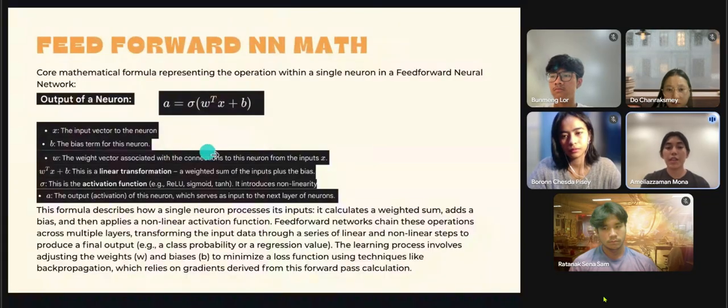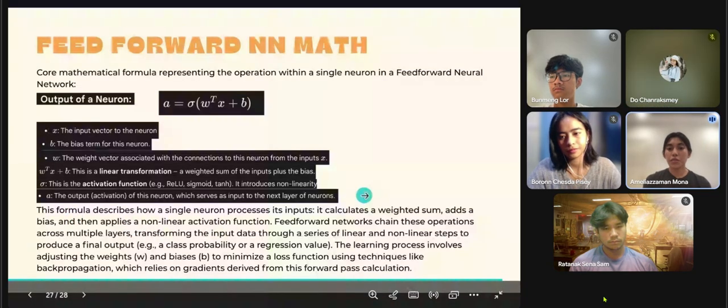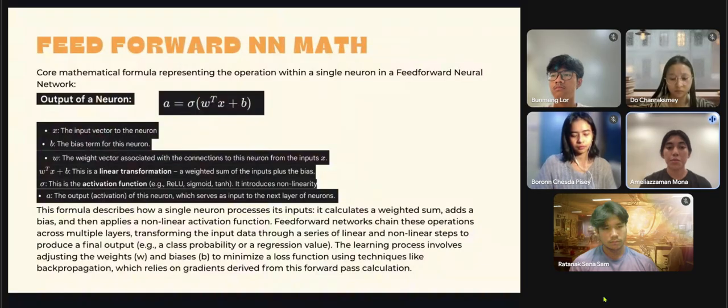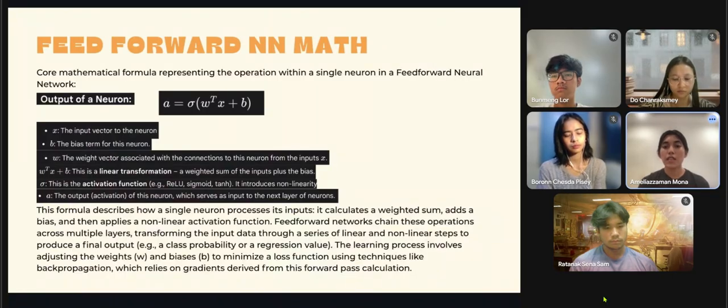And this formula describes how a single neuron processes input. It calculates a weighted sum, adds a bias, and then applies a nonlinear activation function. In feed-forward neural networks, we chain this operation across multiple layers, transforming the input data through a series of linear and nonlinear steps to produce a final output. And this learning process involves adjusting the weights and biases to minimize a loss function using techniques like backpropagation, which relies on gradients derived from this forward pass calculation.